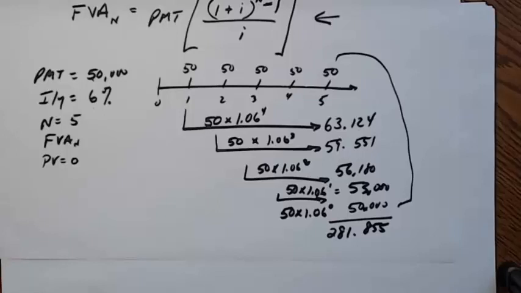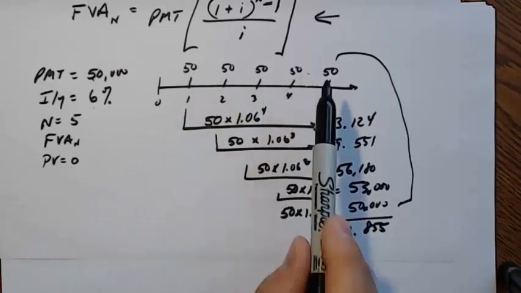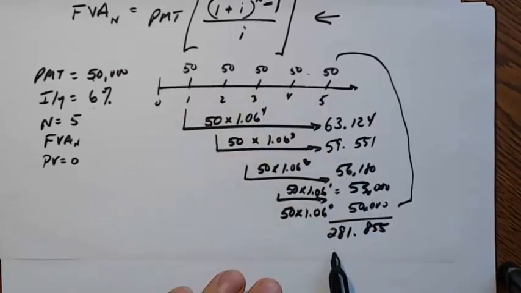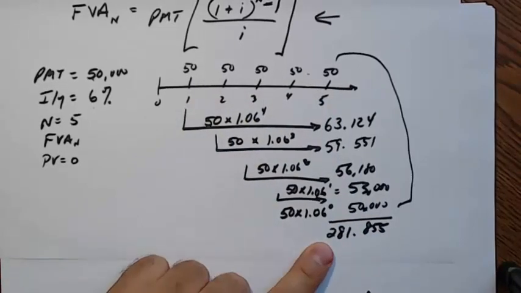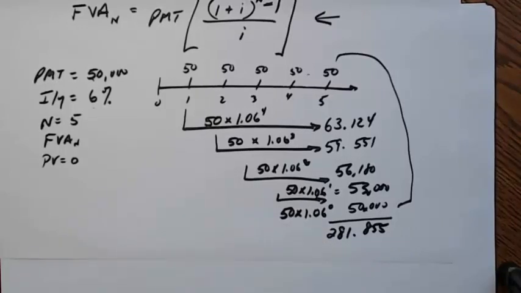In other words, if you win the lottery and you get $50,000 for each of the next 5 years at the end of each period, and the bank will pay you 6%, if you invest that money, it will compound to $281,000. That means you basically earned $31,855. Just subtract 250. This adds up to 250. So you subtract the 250, you made $31,855 in interest income from this.